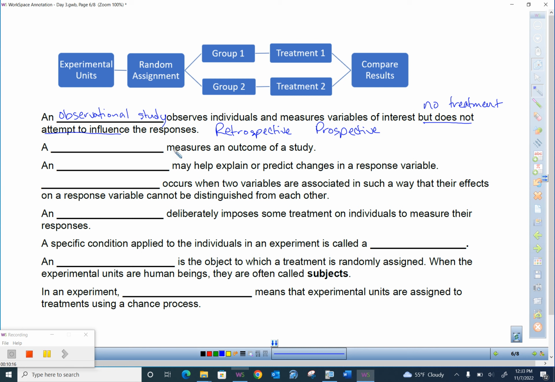Okay, and a what measures an outcome of the study. So both these next two are talking about our variables, the response variable and the explanatory variable. So the response is the one that measures the outcome of a study. And then the explanatory variable may help explain or predict the changes in the response variable.